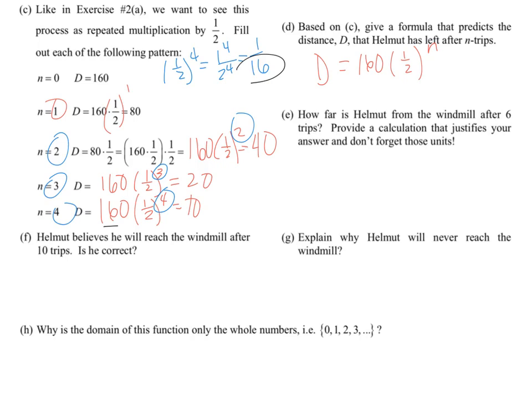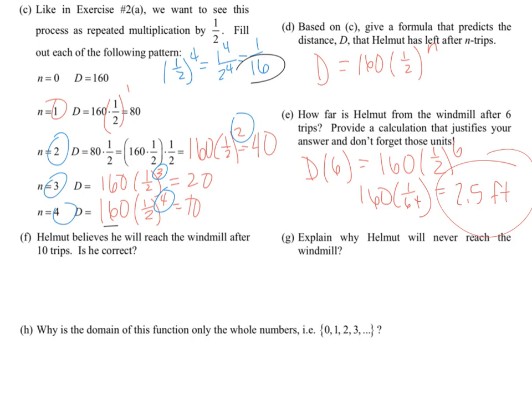So how far is Helmut from the windmill after 6 trips? So we're going to find d of 6. So 160 times 1/2 to the 6th power. So remember, you're taking that 160 and you're multiplying it by 1 to the 6th power, which is 1, and 2 to the 6th power, which is 64. So really what you're doing is 160 divided by 64, which equals 2.5 feet. So that's how far he is from the windmill at that point after 6 trips.